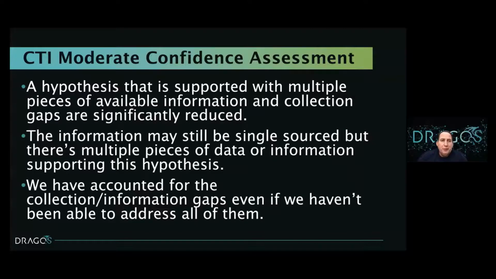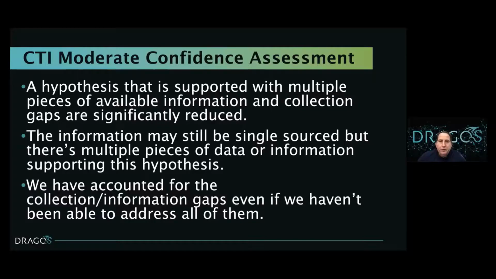So moderate confidence is a hypothesis where you have multiple pieces of information. Collection gaps are significantly reduced. As an intelligence practitioner, whether you're in traditional espionage or in cyber threat intelligence, you're always looking for gaps. Gaps matter. Sometimes gaps matter the most. And a gap is an area of intel that you're either missing because of a collection bias or you're missing because you just haven't thought about considering that.